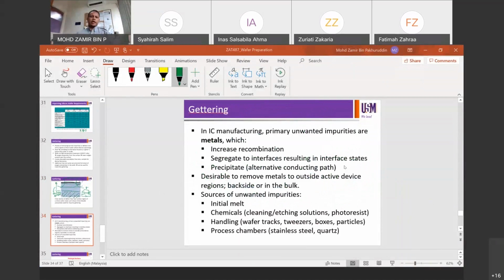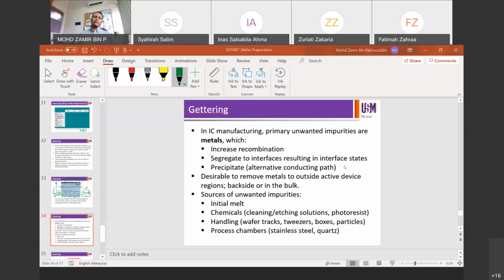Okay, good. So gathering in IC manufacturing: the primary unwanted impurities are metals. We might have metals in our silicon wafers during fabrication, or in fact before fabrication, or during the ingot growth process, which increase recombination. We have learned about undesired impurities in 386 last time. The moment you have shallow or deep level defects like iron, copper, and other metals, they will increase recombination. There will be trap states in the band gap. They will segregate to interfaces, resulting in interface states or electronic states, if you like. They will also precipitate and induce a new conductive path.